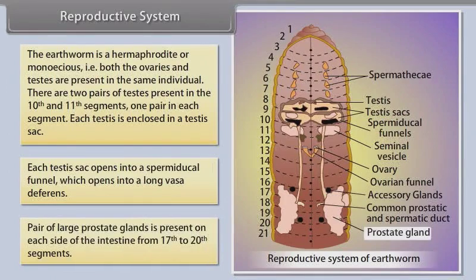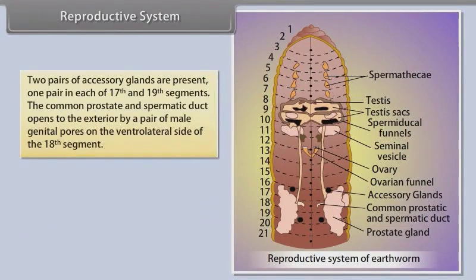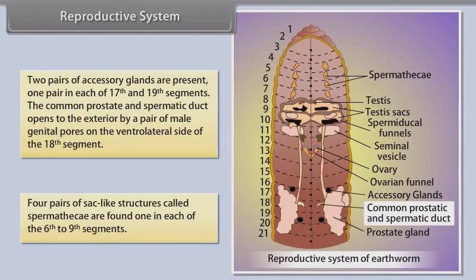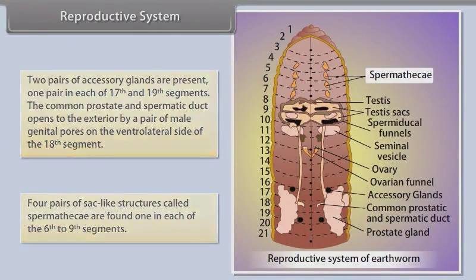A pair of large prostate glands is present on each side of the intestine from the 17th to 20th segments. 2 pairs of accessory glands are present, one pair in each of the 17th and 19th segments. The common prostate and spermatic duct opens to the exterior by a pair of male genital pores on the ventrolateral side of the 18th segment. 4 pairs of sac-like structures called spermathecae are found, one in each of the 6th to 9th segments.